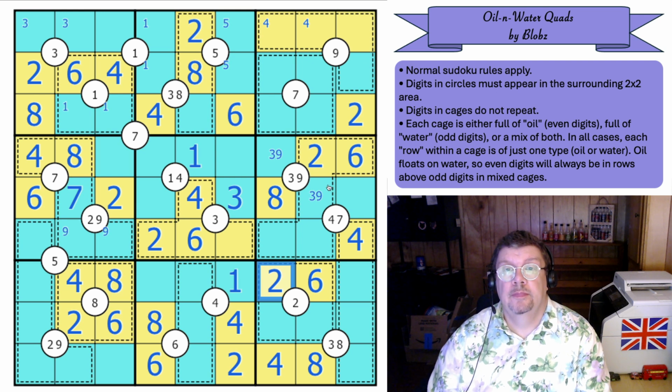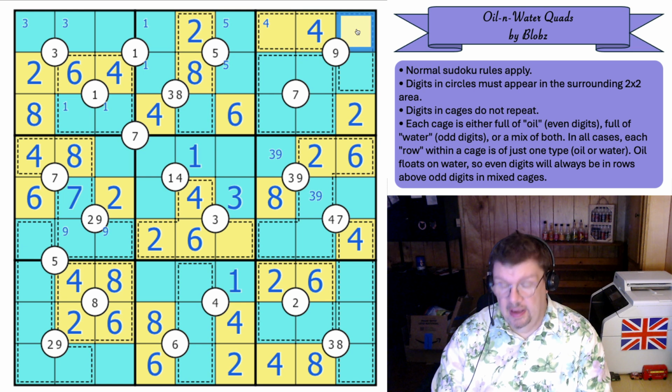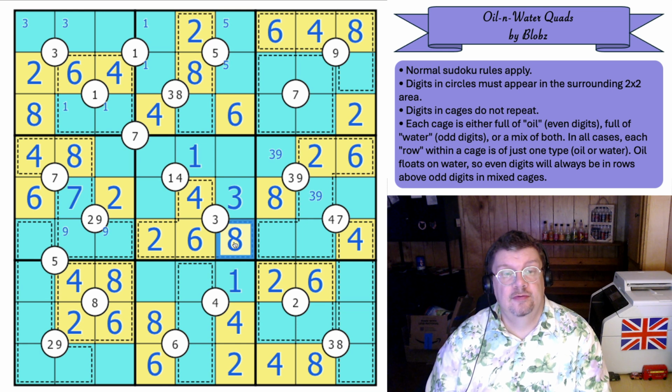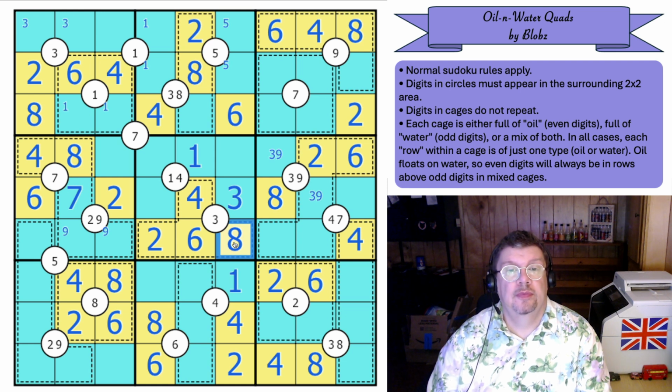I now need a 4 that goes here, an 8 here, a 6 here, got an 8 there, and that is all of our evens done. Okay, now to work on the odd digits. And let's see what we can figure out.